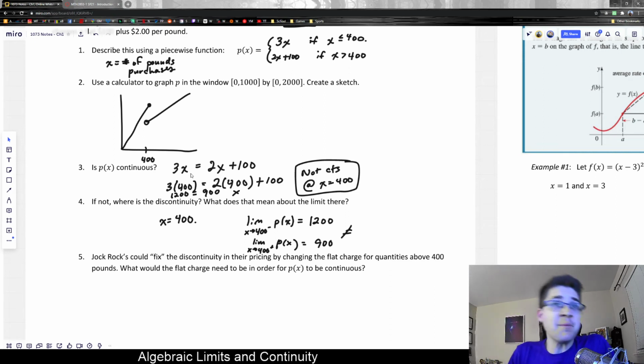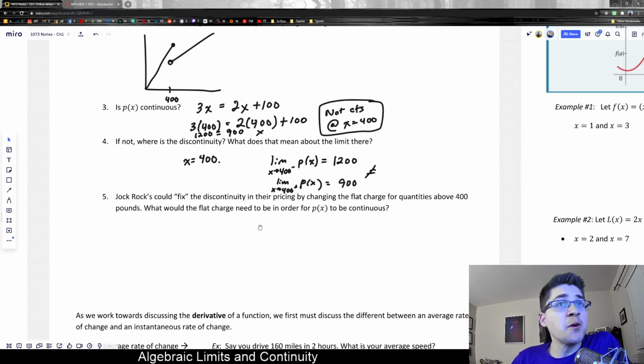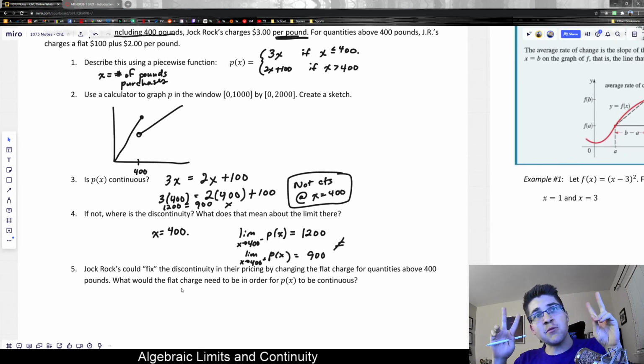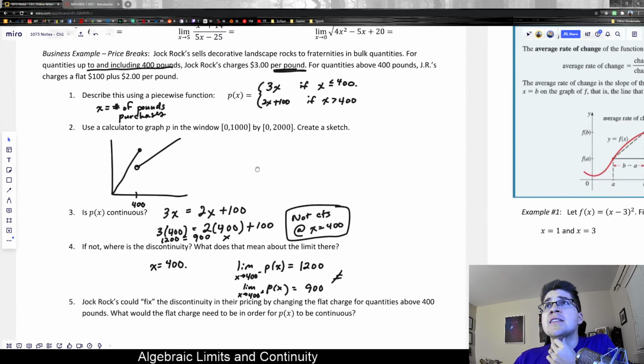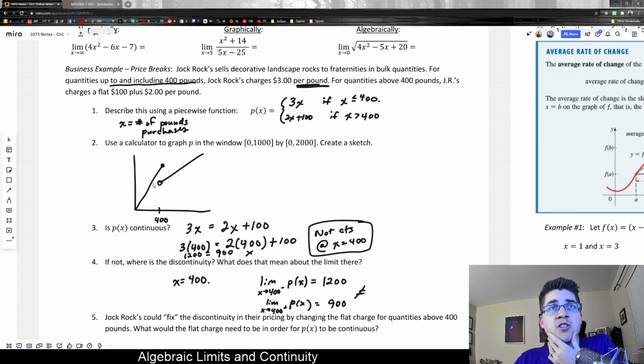But technically the limit could exist still, as if the function was not equivalent or defined to those, it would not be okay. And this last part of the question could be used in a real problem to say, well, if we wanted to change this a little bit to essentially remove a discontinuity, how would we do that? Like, let's say that Jock Rocks wanted to keep the price margins where it's $3 a pound up until one point, and then it switches to $2 a pound, but they wanted it to be continuous.